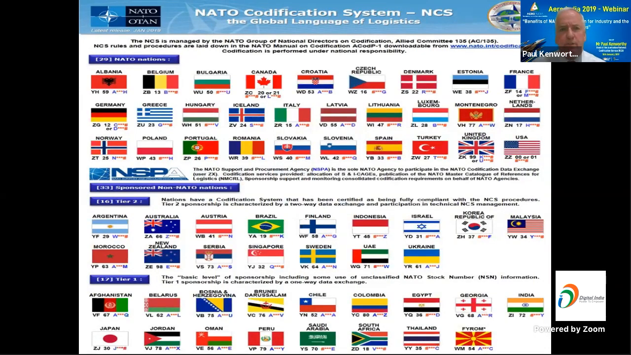Just to give a slightly different chart, this is the members of the NCS. You have the NATO countries at the top. There are 29 NATO members. And then we have 33 non-NATO members. So we actually have more non-NATO participants than NATO. The sponsored nations are split into two groups, Tier 2 and Tier 1. Just a very simple explanation. Tier 1 countries are not full participants in the NATO system. They can only receive data, and NATO countries and the Tier 2 are not allowed to use their NSNs. However, the Tier 2 nations are full members, and technically they are full members, and they have two-way data exchange. In other words, if the USA is buying Australian equipment, they will get Australian NSNs for that equipment if they need them.